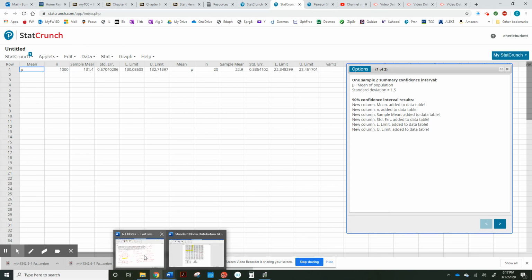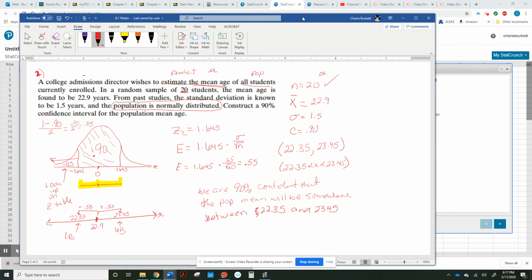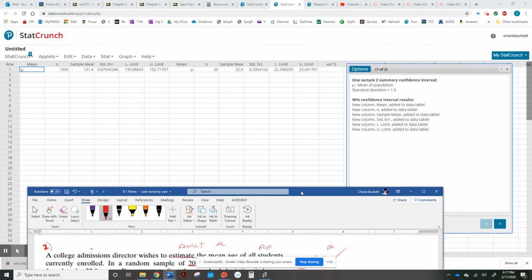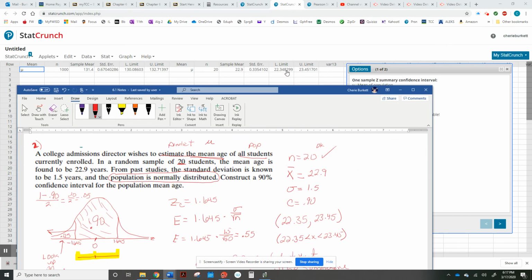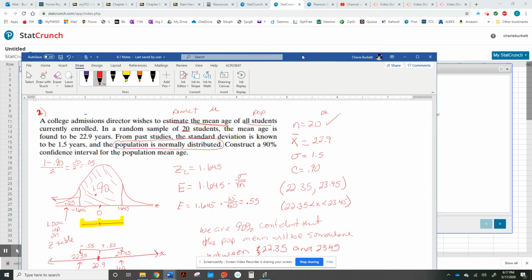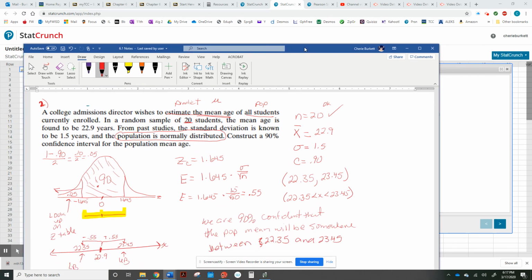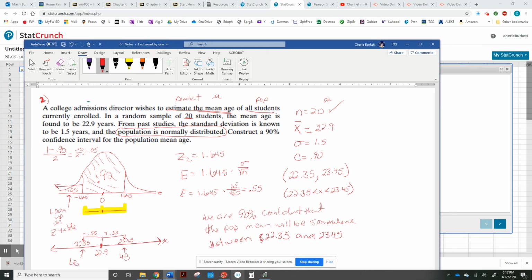What did we get? We got 23.45 and 22.35. 22.3, that rounds up to a 5, 23.45. So we got the exact same thing that StatCrunch did.